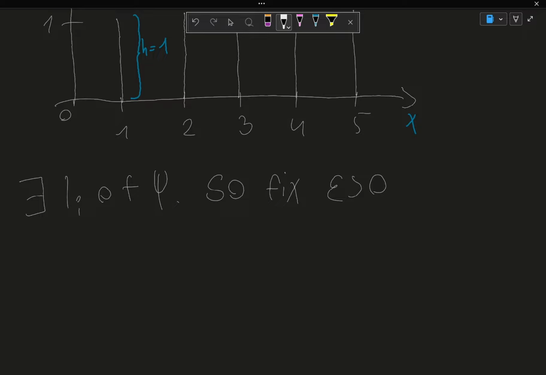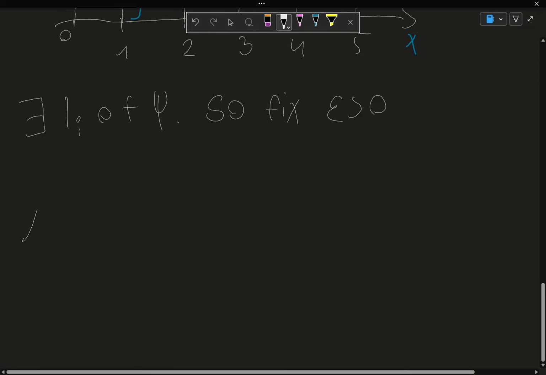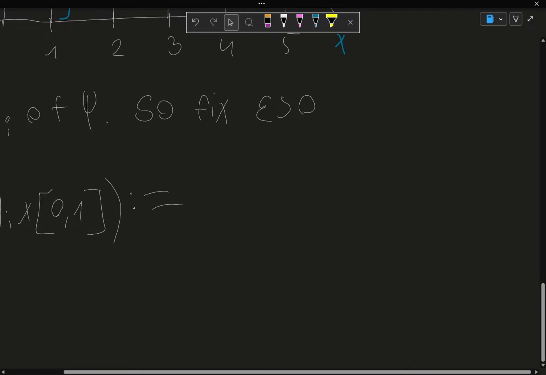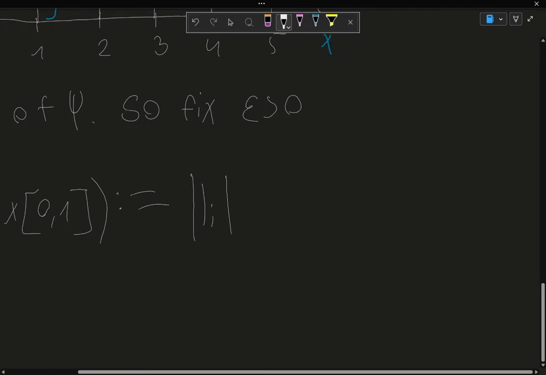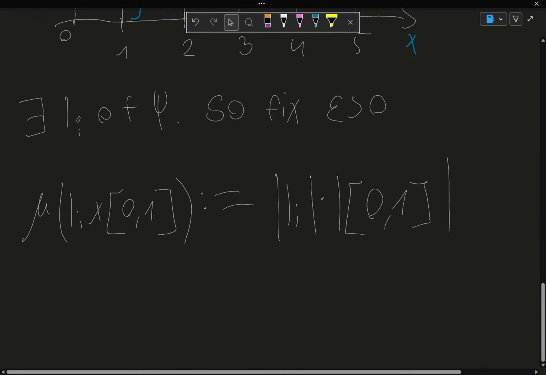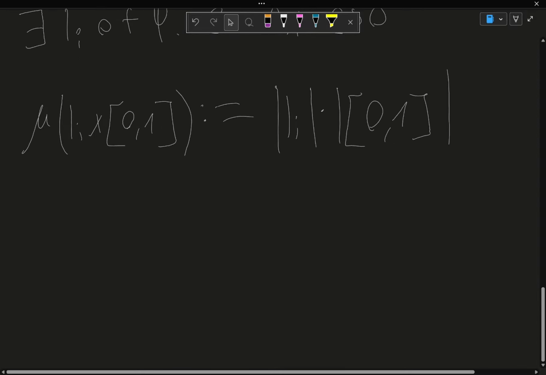We will now once again define our Cartesian product. We will just take mu again, which is II times the interval [0, 1], is defined as II times [0, 1]. Yes, that's just the definition of the Cartesian product.